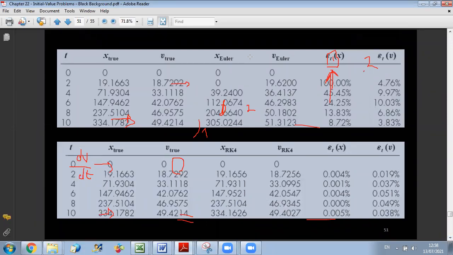Now, the purpose of this table here is to show you the comparison of results between the Euler and RK4 methods. And you can also develop your own tables for the Heun and midpoint methods.